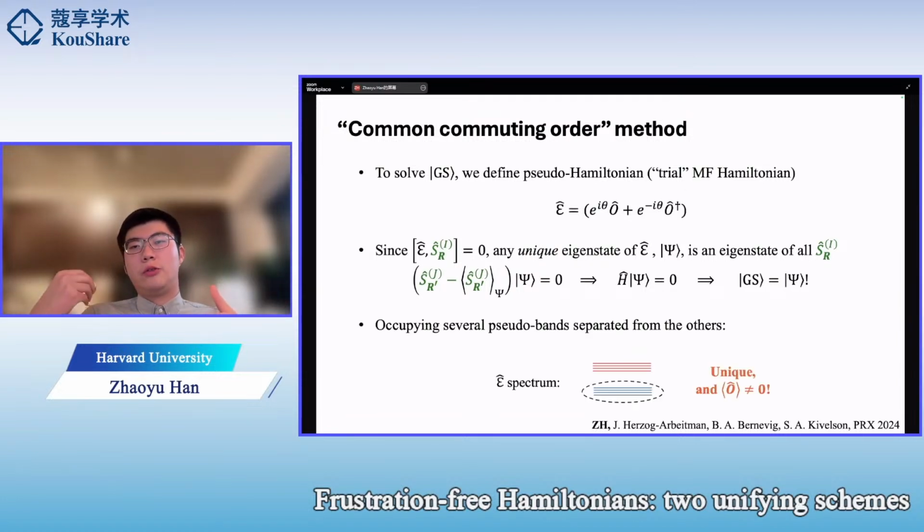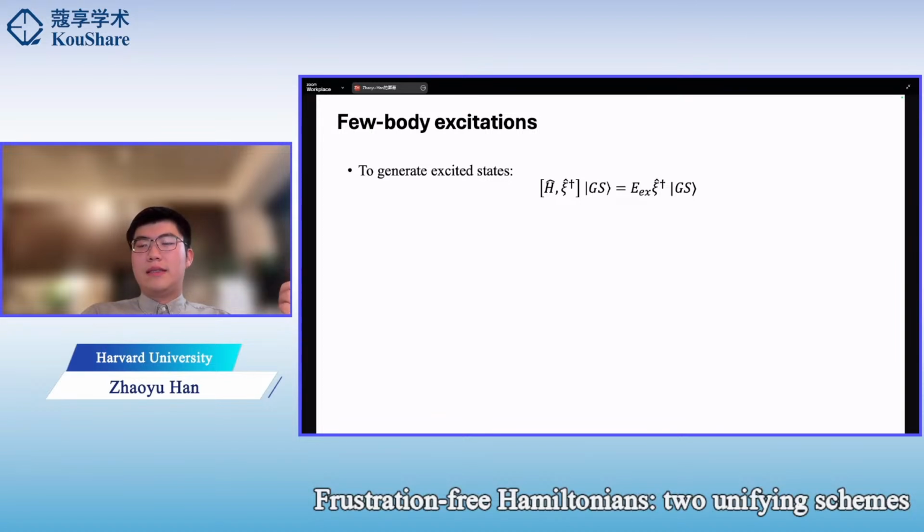Then the task boils down to finding some unique eigenstate of this pseudo-Hamiltonian epsilon. Since epsilon is a bilinear operator, this can be simply achieved by diagonalizing this fermion bilinear operator and then occupying some pseudo bands that are separated from the others. We can easily see that such a state will be a unique eigenstate of epsilon. One can further show that such a state always has non-zero expectation value on O. So this completes the construction. I'd like to mention that not just the ground state, but also some few-body excitations are largely solvable. Specifically, to solve excited states, we look for operators that satisfy a commutation relation when acted on the ground state, where E will be the energy of this excitation.